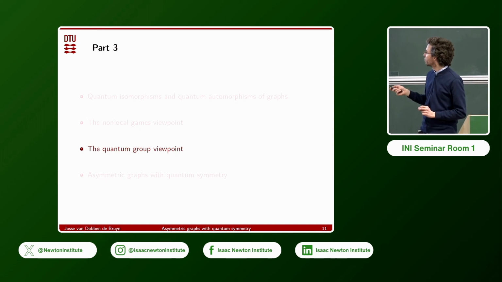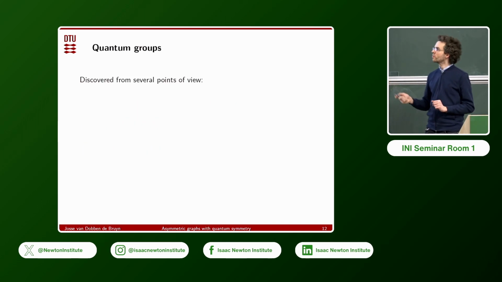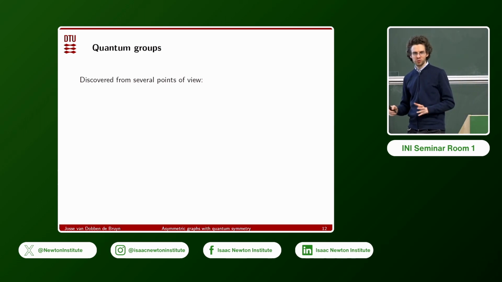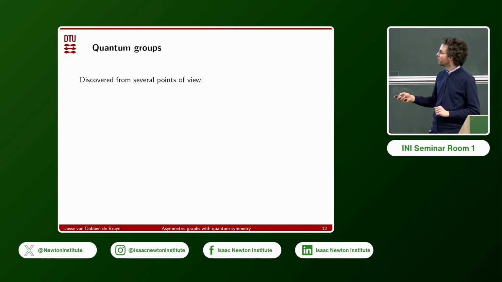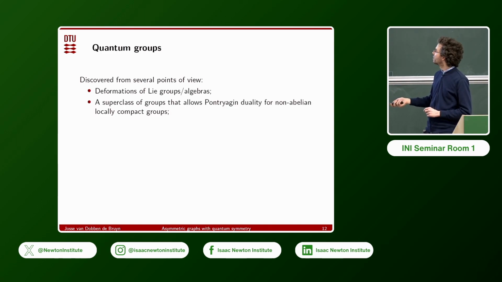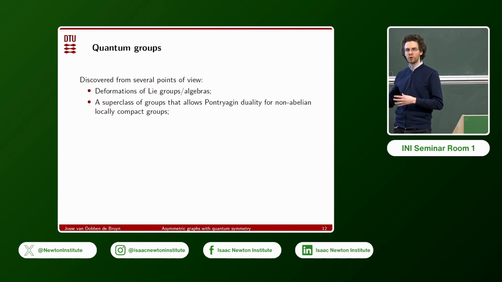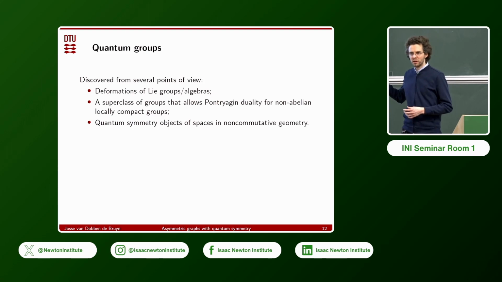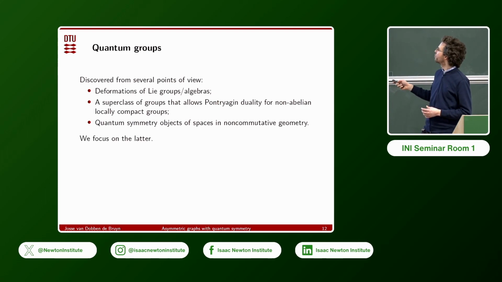So from the quantum group point of view, a very brief background on quantum groups. Quantum groups are a generalization of groups, like a non-commutative analog of groups. They were discovered from various different viewpoints: as deformations of Lie groups and Lie algebras, as a superclass of groups that allows you to do Pontryagin duality for non-abelian locally compact groups, and as the quantum symmetry objects of spaces in non-commutative geometry. I will focus mostly on the latter point of view.